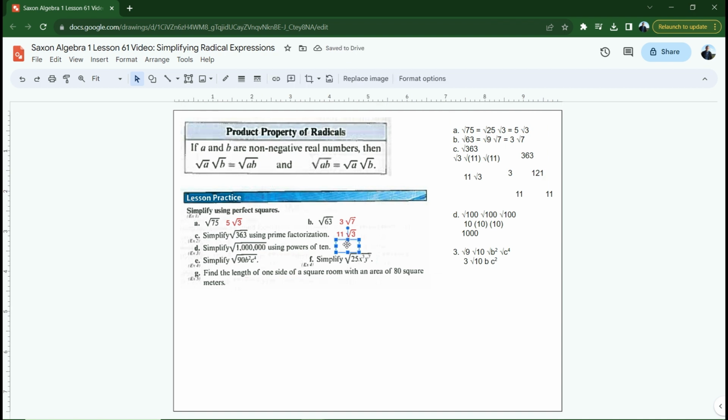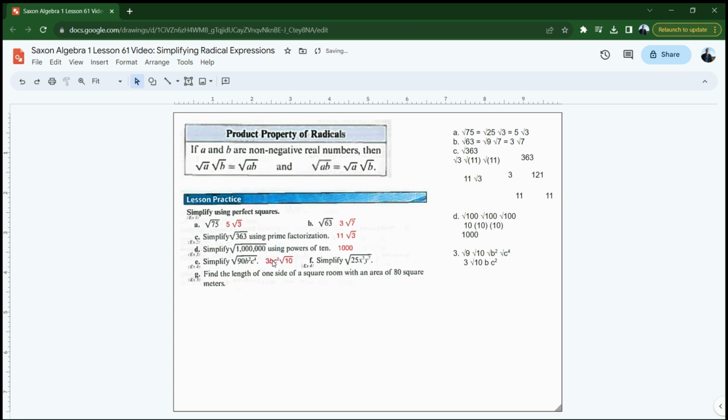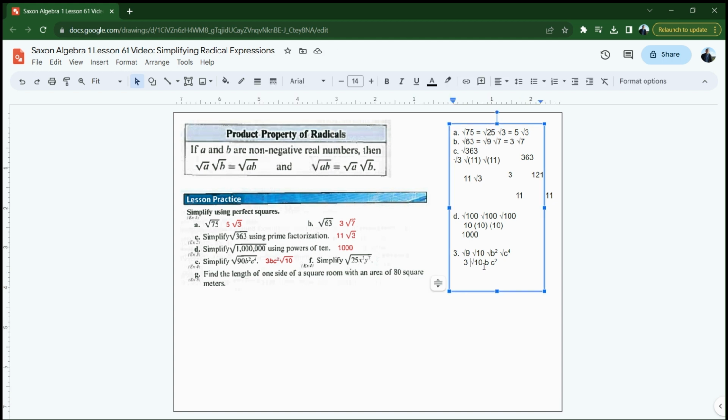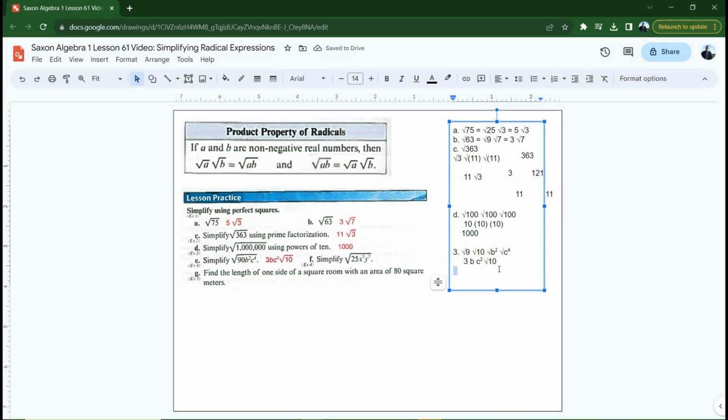Okay, let's see. This one was 1,000, and now this one is 3bc squared square root of 10. I noticed that they put the square root at the very end, so let me just move that over. 3bc squared square root of 10. Okay, let's see, this is going to be letter F. Let me just go back and change this. This should be letter E.